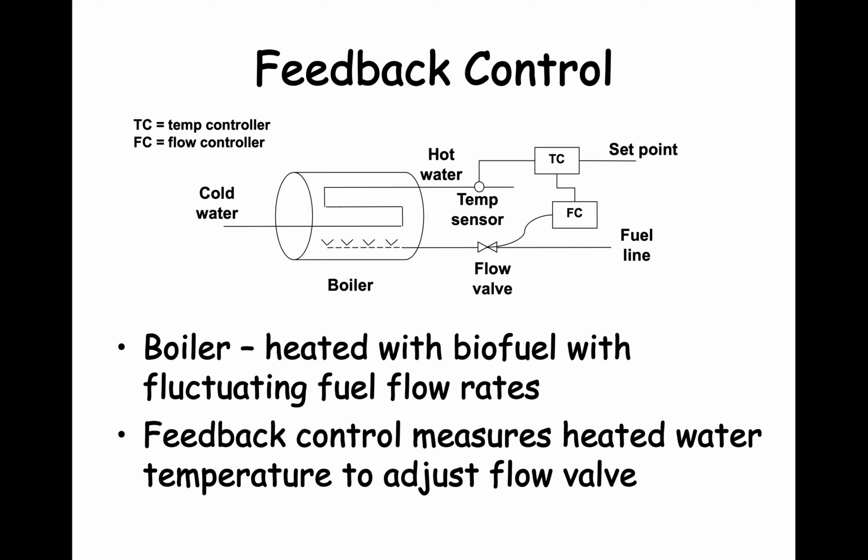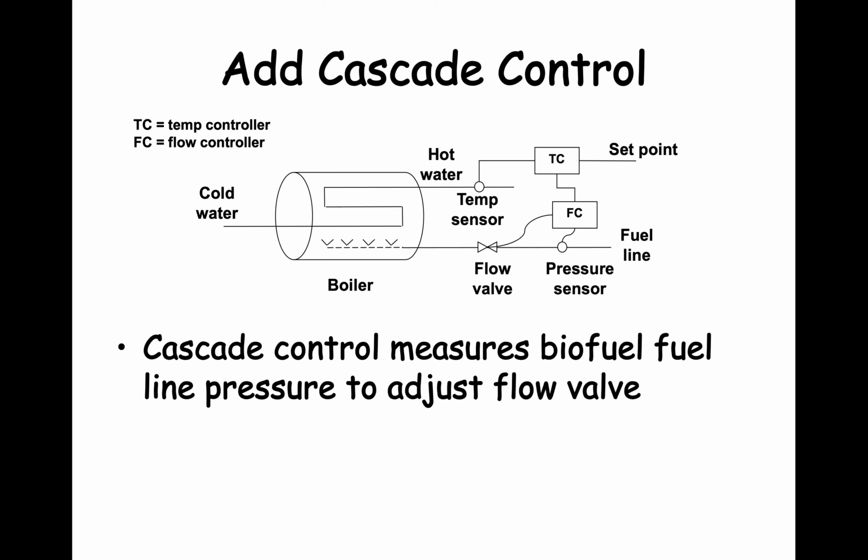There is one problem with our fuel line, though. In the upstream, there are pressure fluctuations that make the flow rate through the flow valve variable. So we are going to add cascade control. This slide shows our boiler with a second sensor that we will use to add cascade control.